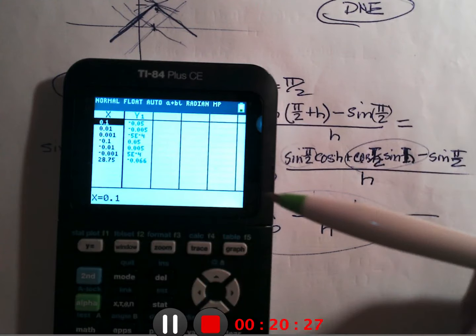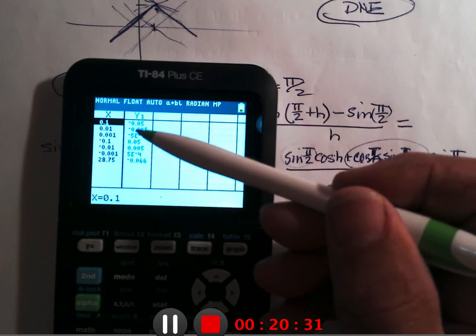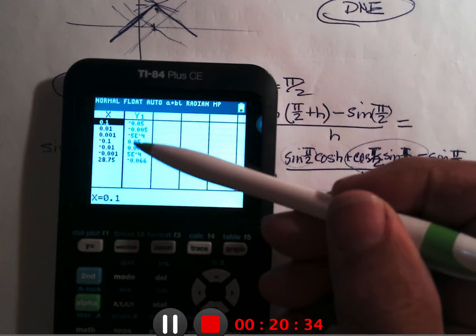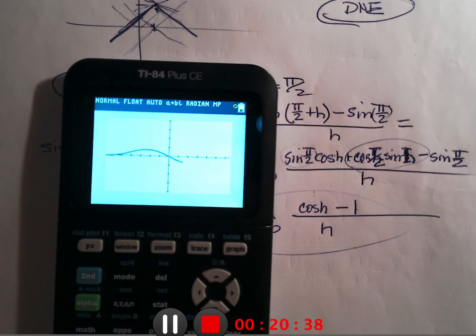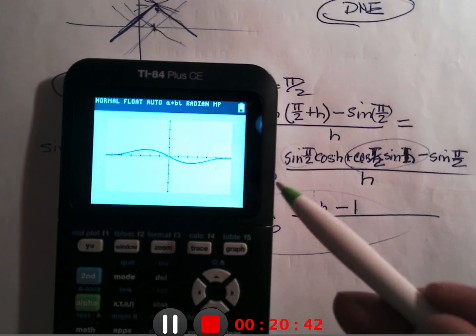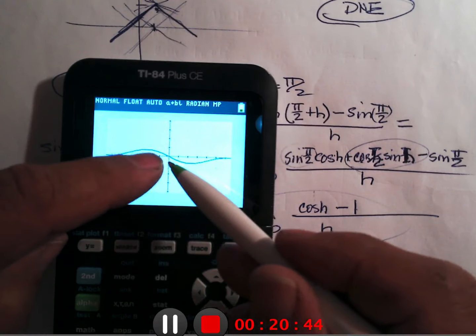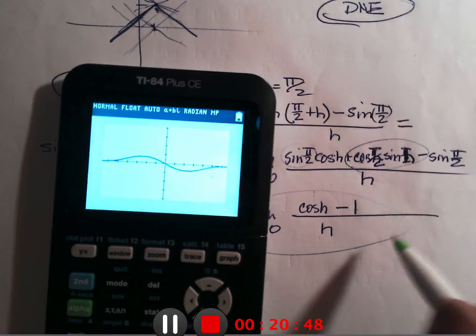Same here. So we're getting closer to 0 from the negative side and from the positive side. If we look at the graph, you can see that it gets closer and closer to 0 as we come in. The height gets closer and closer to 0 as the x value gets closer to 0. And so this has 0.